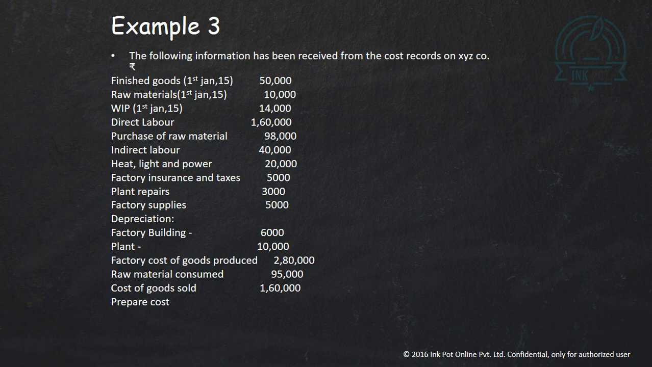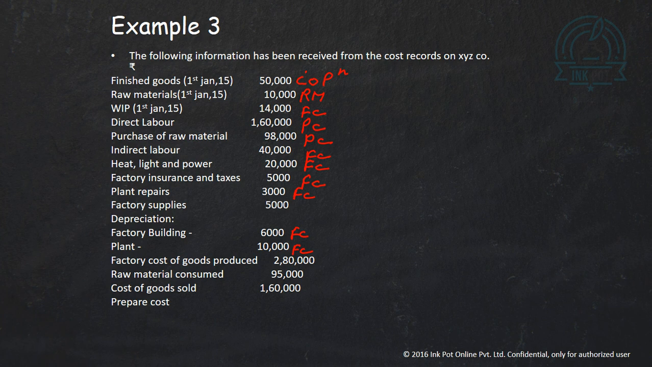Now see, finished goods will be added with, I'm writing here, cost of production, right? Raw material will be added with the raw material consumed, and work in progress with the factory cost. Then we have direct labor, it is a part of prime cost. Purchase of raw material is a part of prime cost. Indirect labor is a part of factory cost. Then we have heating and lighting. Heat is used in the factory, so it is again a part of factory cost. Factory insurance is again a part of factory cost. We have plant repairs, a part of factory cost. Then we have depreciation of factory building, again a part of factory cost. Then we have plant depreciation, again a part of factory cost. Now we are given the factory cost of goods produced.